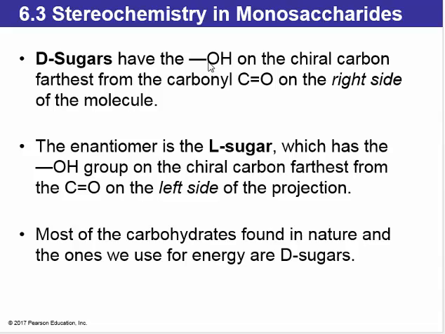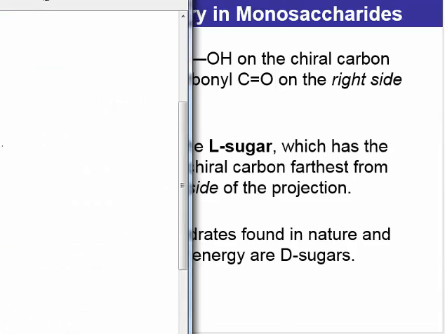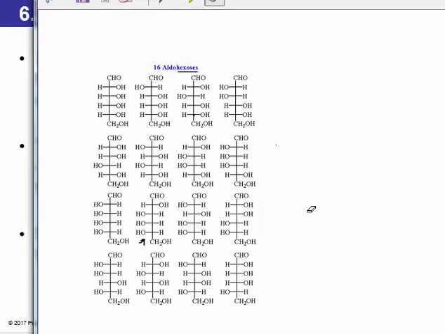If that hydroxyl is on the right side of the Fischer projection, it's a D sugar, and if that hydroxyl is on the left side, then it is an L sugar. By far the vast majority of carbohydrates found in nature are D sugars. So let's take a look at these 16 isomers of glucose, and the top 8 are all the D isomers.